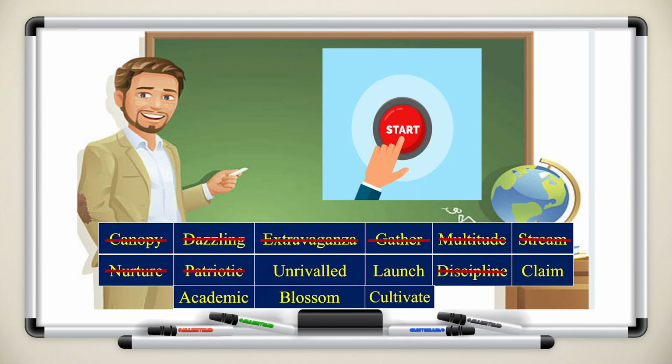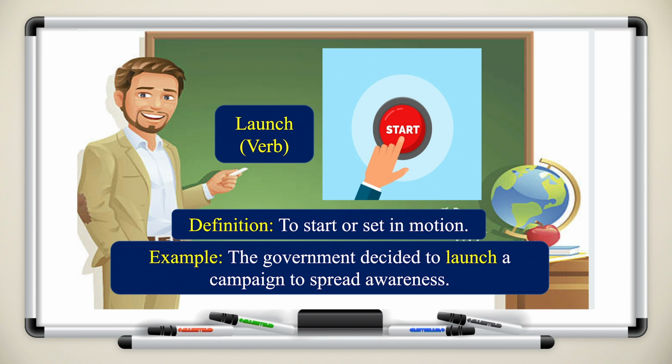Looking at this picture, immediately you will think about to start something. Now, if you guessed to start something, then you guessed correctly. But now try to find out this picture refers to which word. Which word that we didn't cross yet refers to start something? This picture refers to launch. The definition is to start or set in motion. Here's an example. The government decided to launch a campaign to spread awareness.